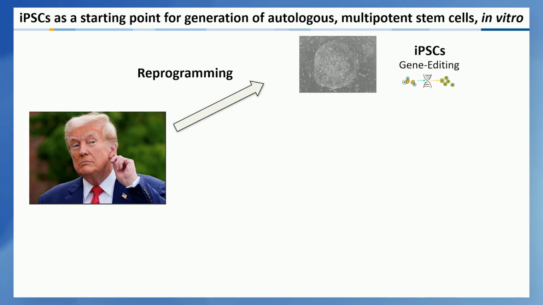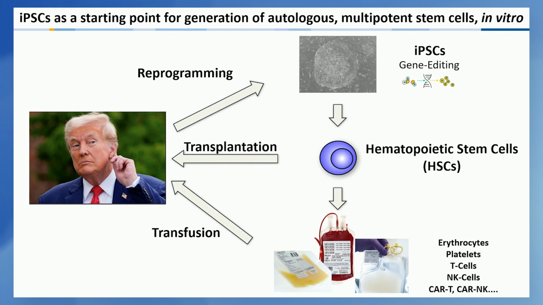The other idea, again, is to use induced pluripotent stem cells as a start. So reprogram cells from someone, produce induced pluripotent stem cells. We would do gene editing, for example, removal of the endogenous T cell receptor alpha beta chain, introduce the CAR construct, and either make hematopoietic stem cells or CAR T or CAR NK cells, which you can use to treat the patient having a cancer or leukemia, lymphoma, whatever.